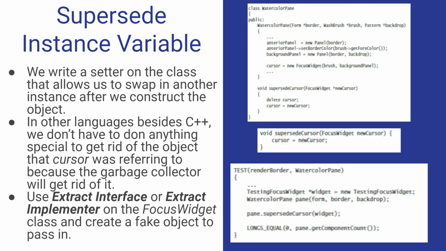As you can see for the watercolor pane constructor there in the top picture, we can just take it out and make a new method called supersede cursor, as shown in the middle picture there with the focus widget new cursor parameter, and then we can create our test method as seen in the bottom picture there.